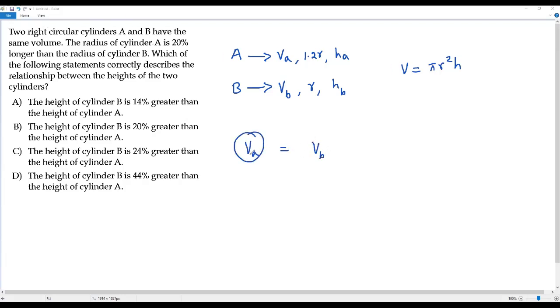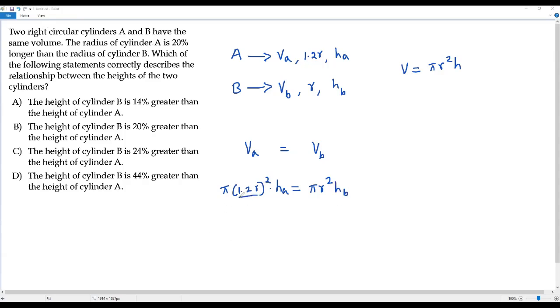Now we can write the volume of cylinder A, that is pi times, for R we can plug in 1.2 times R, that's the radius of cylinder A. Then we get 1.2 times R the whole square times the height of cylinder A, which is HA. We can plug in HA over here. And for the volume of cylinder B, we have the formula pi times the radius of cylinder B, which is R. Then we get R square, and the height of cylinder B is HB. Let me write it over here.